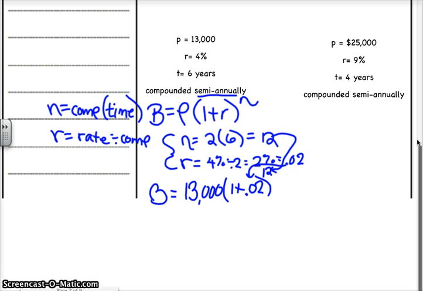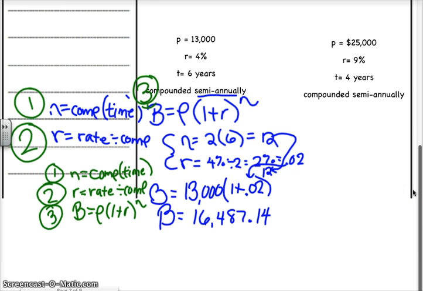I know 1 plus 0.02 is 1.02. So in my calculator, I hit 1.02 and I hit that little caret button, 12th power, and then I hit enter, and you're going to get some crazy decimal. Do not round it. And then from there, I hit times 13,000, and now I can round it when I get to this point. You don't round to the end. Okay? So my balance is equal to $16,487.14.